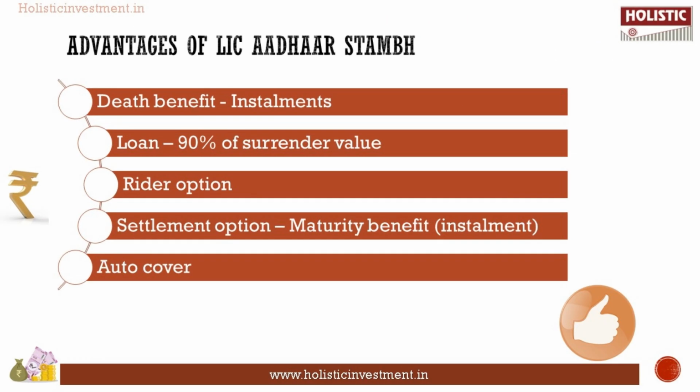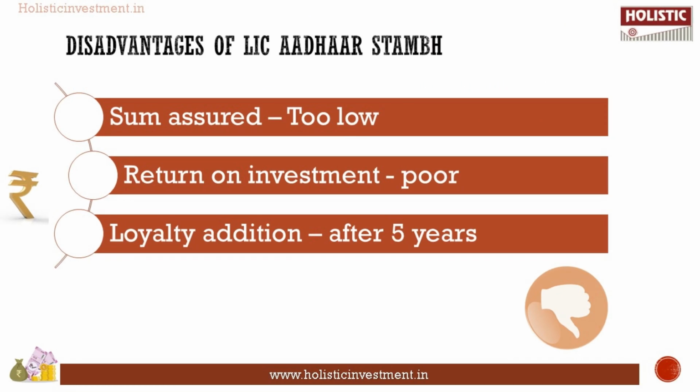Now let us analyze the advantages and disadvantages of LIC Aadhaar Stambh. Advantages: option to take the death benefit in installment instead of lump sum amount. Loan option, extra rider, option to receive the maturity benefit in installment. Auto cover period is an added advantage. Next, disadvantages: sum assured is inadequate to meet the basic needs of the family in case of eventualities. The return on investment is poor in LIC Aadhaar Stambh. Loyalty addition starts after the completion of 5 years.